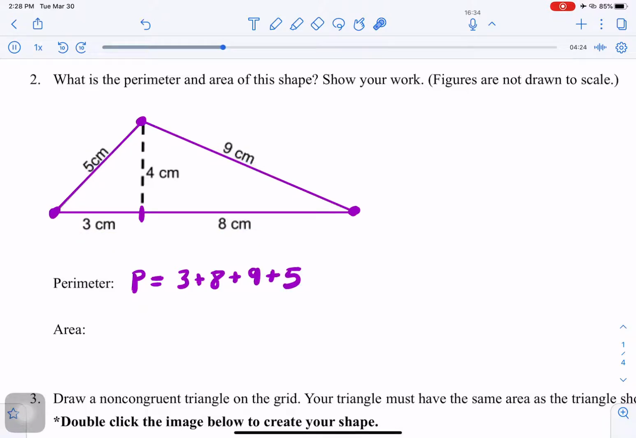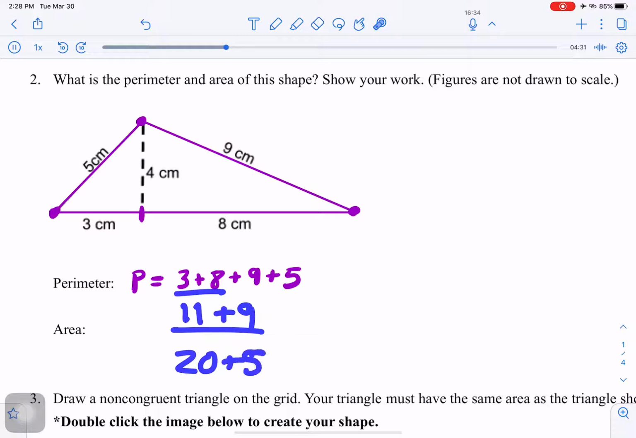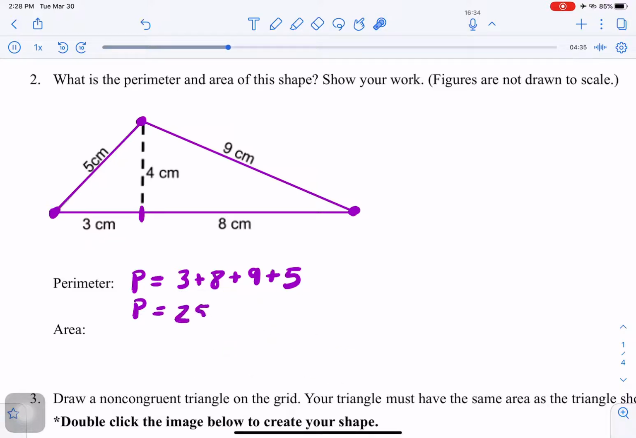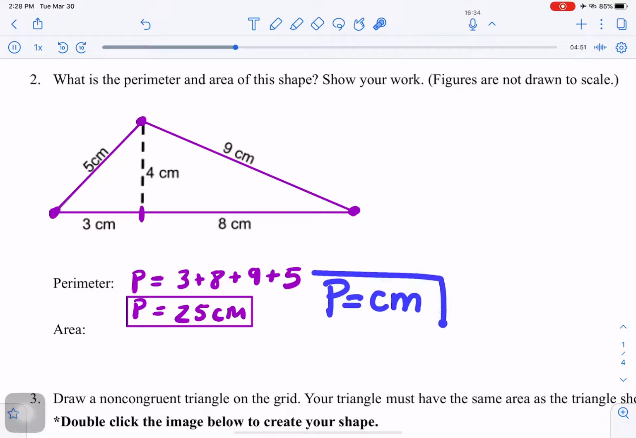We know 3 plus 8 is 11. We know 11 plus 9 is 20, and 20 plus 5 is 25. So we have a total perimeter of 25, and this time we do have a unit of measurement here, which is centimeters, so we will say it's 25 centimeters. Keep in mind, we do not square our answer when we're working with perimeter because there's no length and width to our dimensions. It's just the distance around the shape.